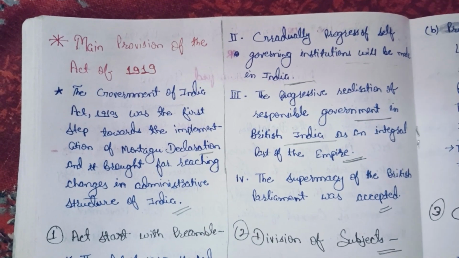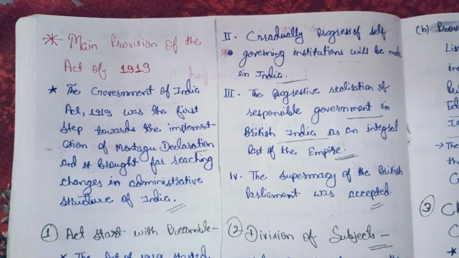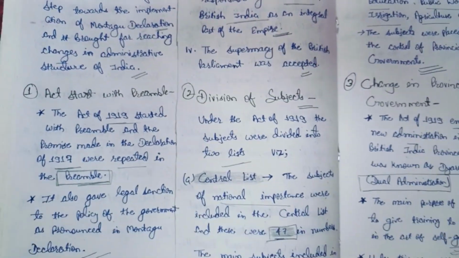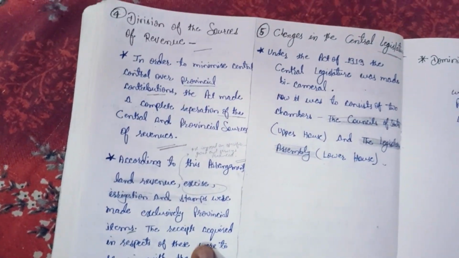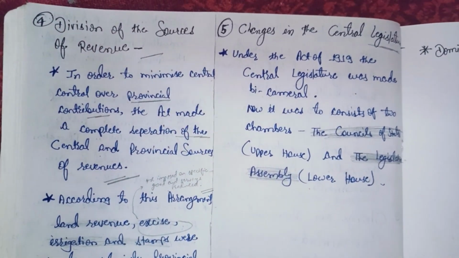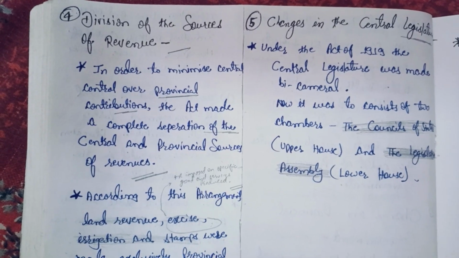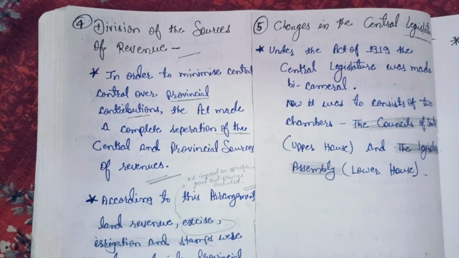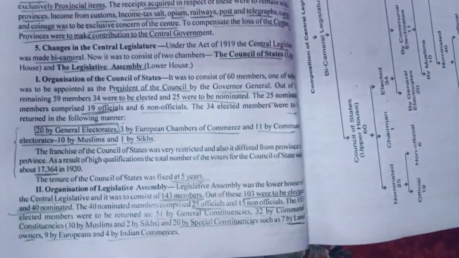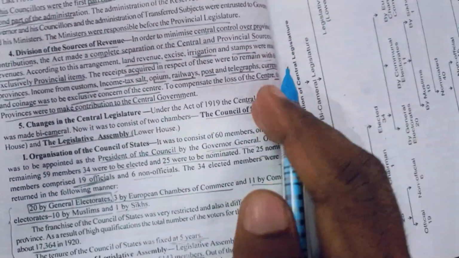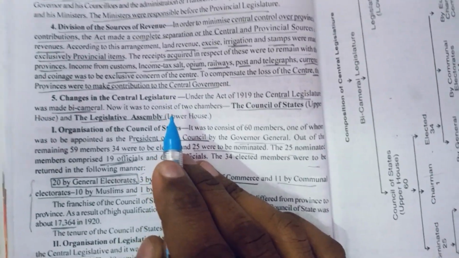So in the previous video, we have covered the main provisions of the Act of 1919. We have seen up to the point of division of the sources of revenue, and we were to start the point changes in the central legislature. This point we are going to cover with the book of Politics, Semester 2 of BA. The book is of Punjab University. So let's see the changes in the central legislature.